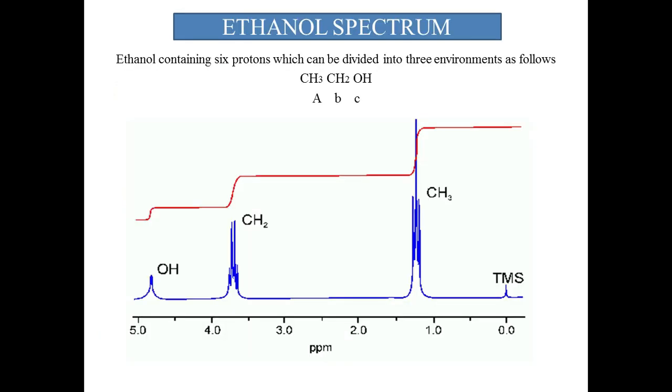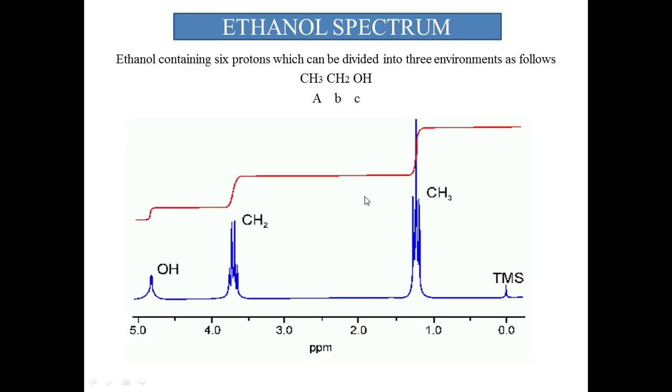Here you see an example, the ethanol spectrum. The ethanol formula is CH3CH2OH. There are three environments possible. Here the n+1 rule applies. We choose the neighboring group; CH2 is the neighboring group, and the OH is not coupled with the neighbor. So then A, B, C.